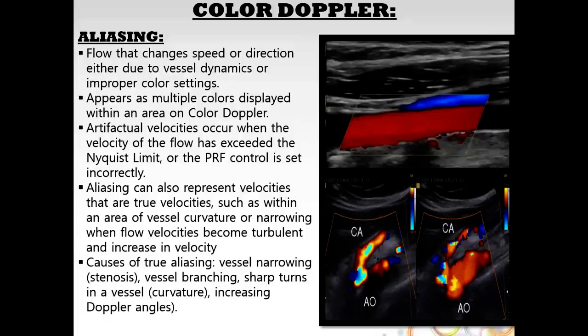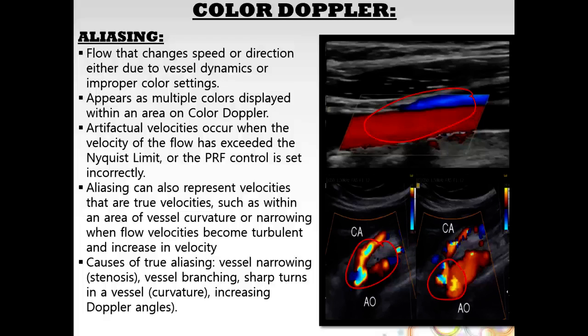Aliasing. So aliasing is flow that is changing speed or direction. This can either be due to vessel dynamics, such as narrowing, or improper color settings. What this appears as, instead of your normal colors, is multiple colors within a vessel or blood flow. Now this can be artifactual. It's artifactual when we've reached the Nyquist limit, and this is when blood flow has exceeded the Nyquist limit. Nyquist limit is the limit of velocities that the machine can pick up.